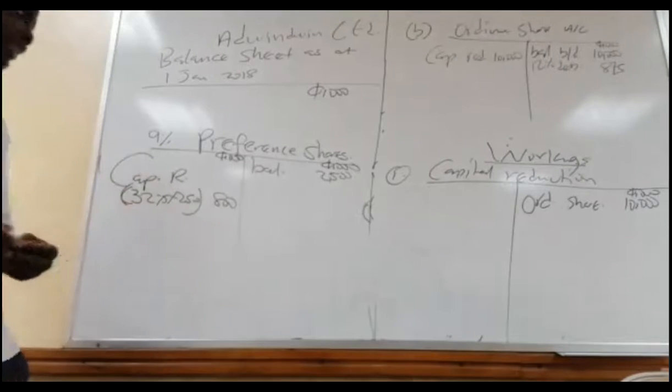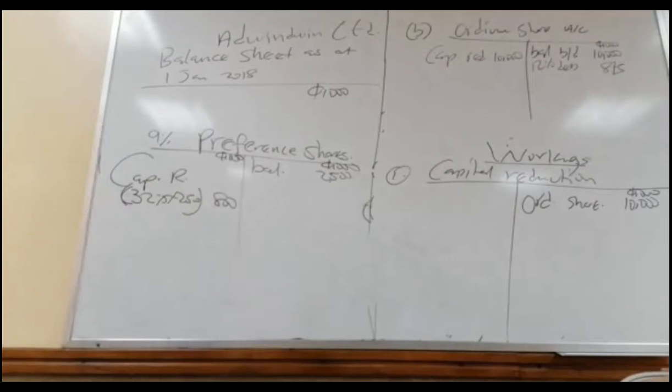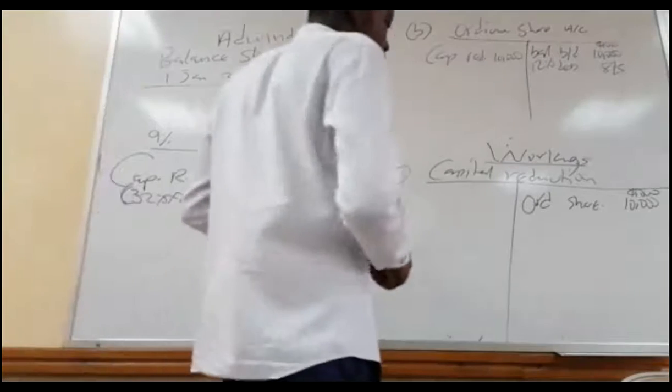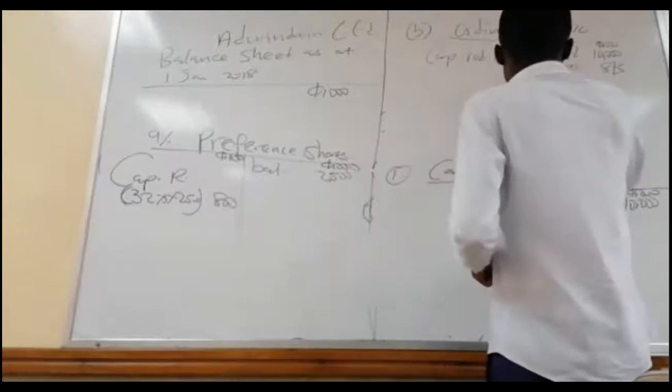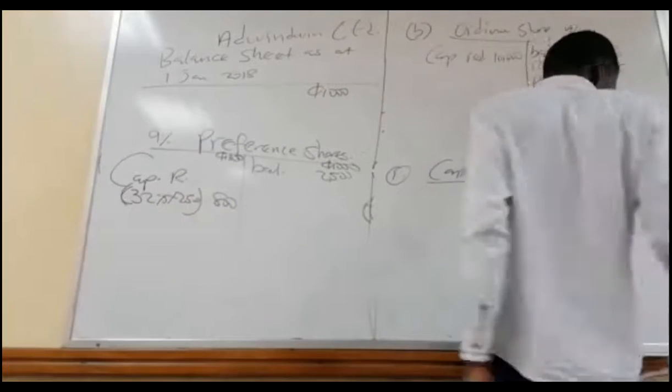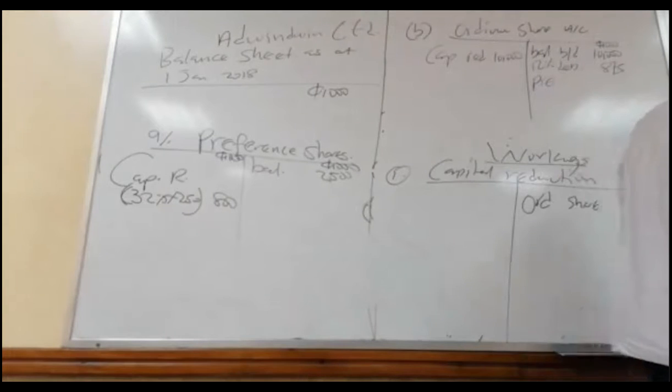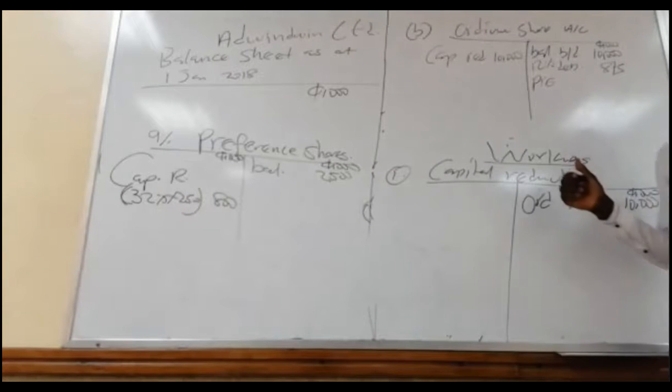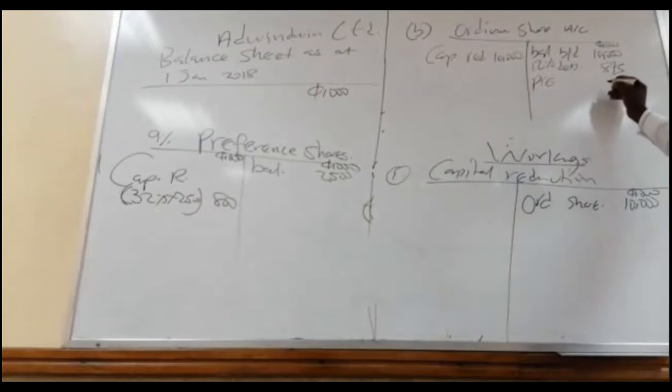So that means 800 must be what? Cancelled. So we send it to capital reduction account as a gain. So let's come and then record it here. It's coming from preference shares. So record preference shares here. 800.